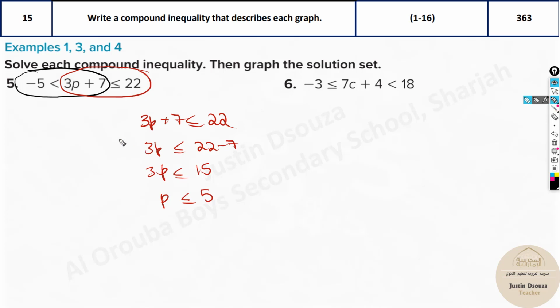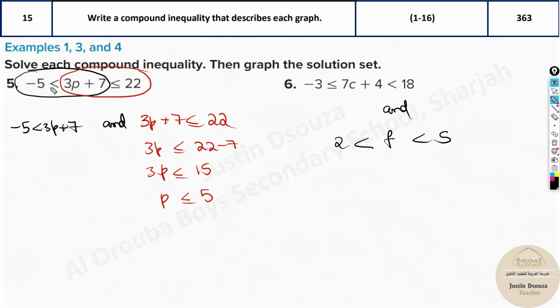The other part is minus 5 less than 3p plus 7. Here you always write AND. Whenever you have a compound like this, it's not OR. Both are solutions, right? So you need to solve them. I told you, right, we can write it as a statement that is always an AND statement.